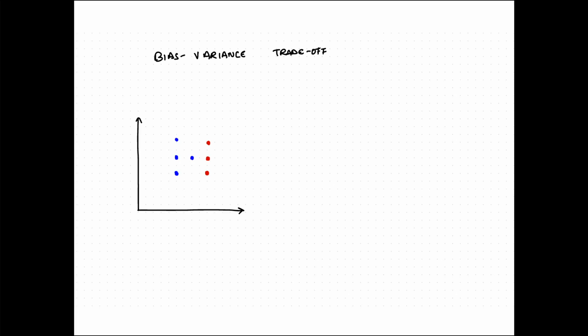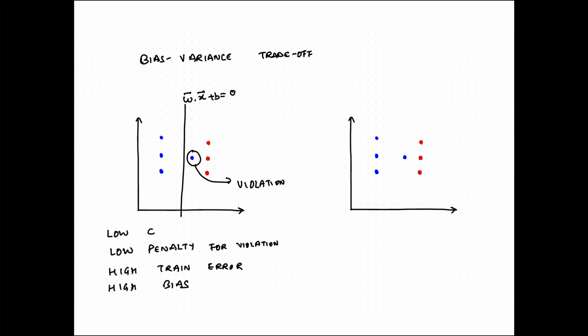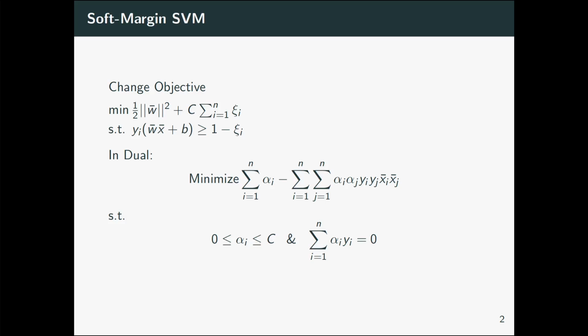Assuming you paused the video and thought about this, I'll first draw for the case when the value of C is low. So let's go back to the equation again. If the value of C is low, what we're basically saying is that we are paying less attention to the quantity xi of i, and more attention to the other term. So in essence, xi of i can be arbitrarily large, because C is so small we don't really care about the second part of the objective.